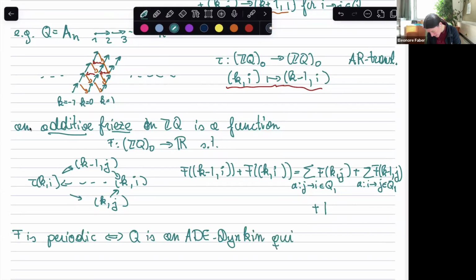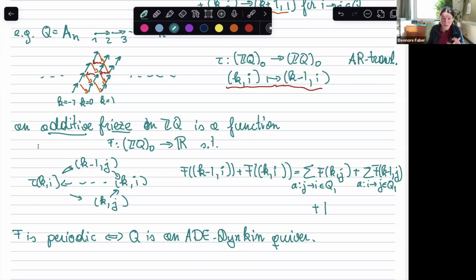So this actually follows from additive functions. If I just leave out the 1, then I have an additive function on my translation quiver, and you can show that an additive function is periodic if and only if you are on a Dynkin quiver. And that's why we are just looking at Dynkin quivers.